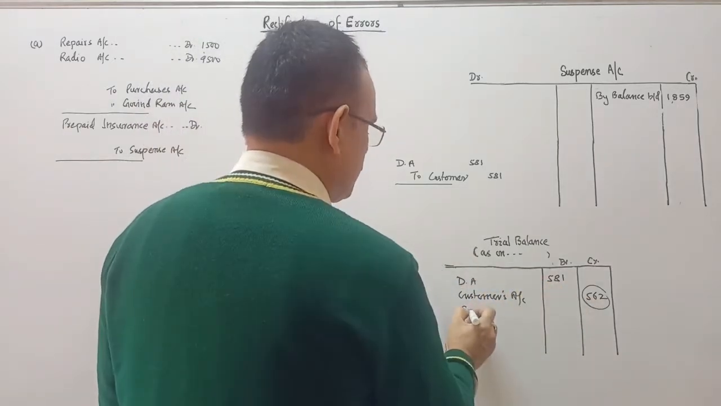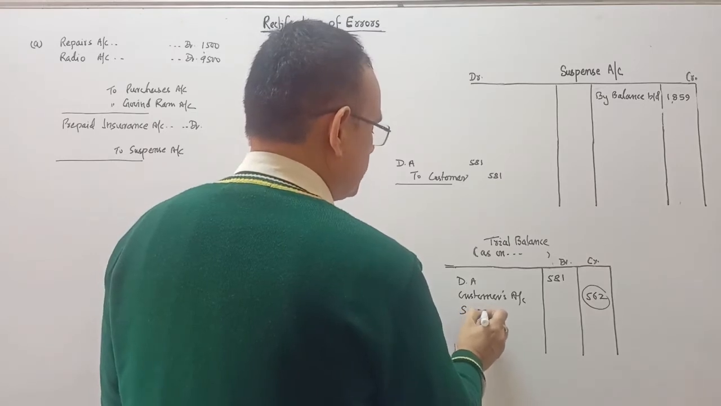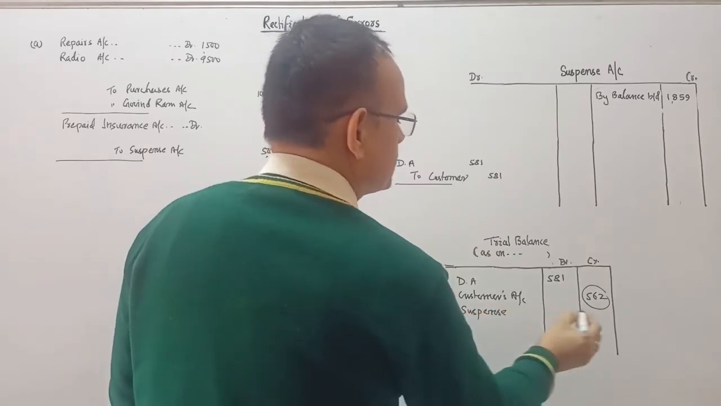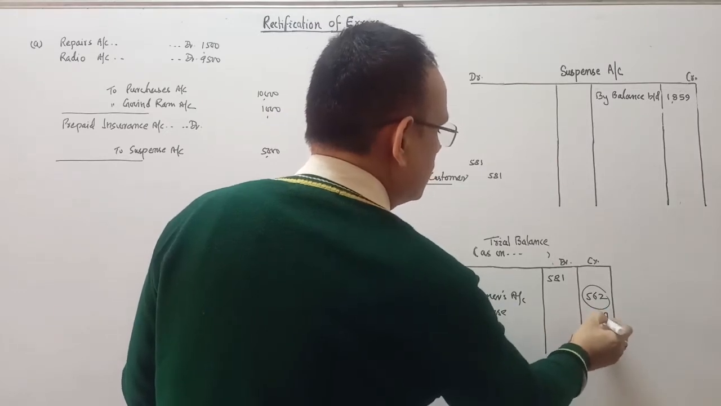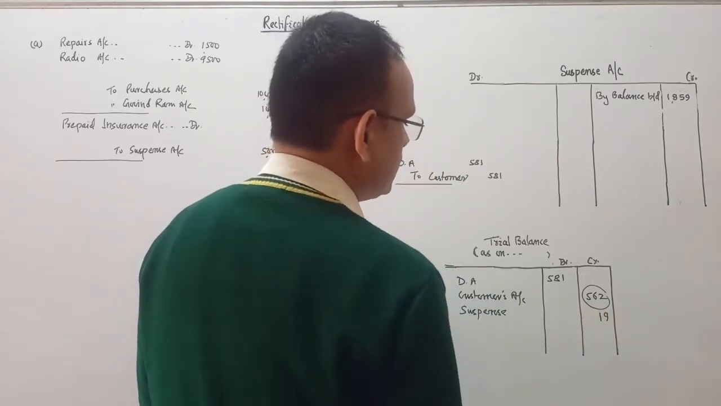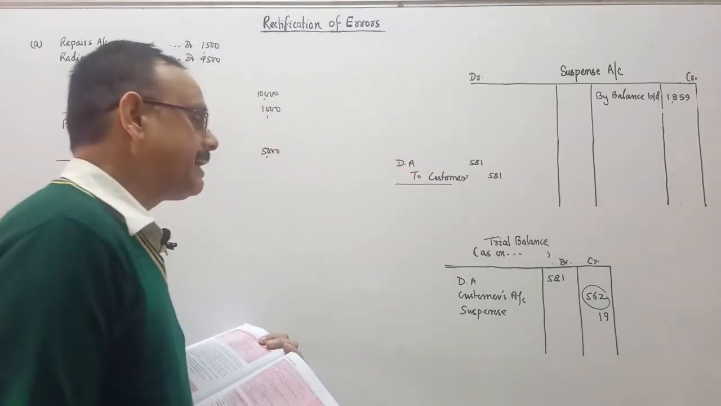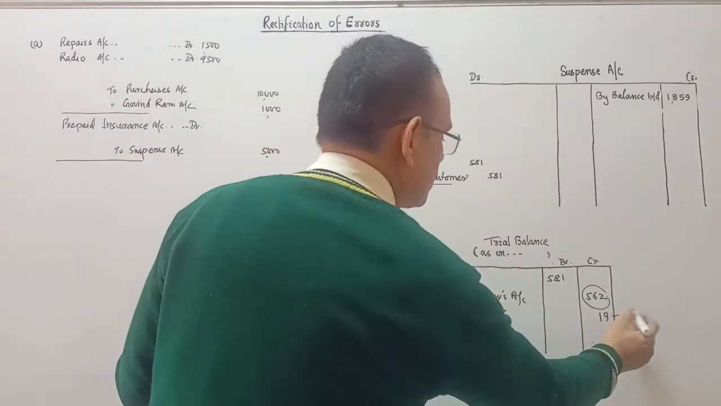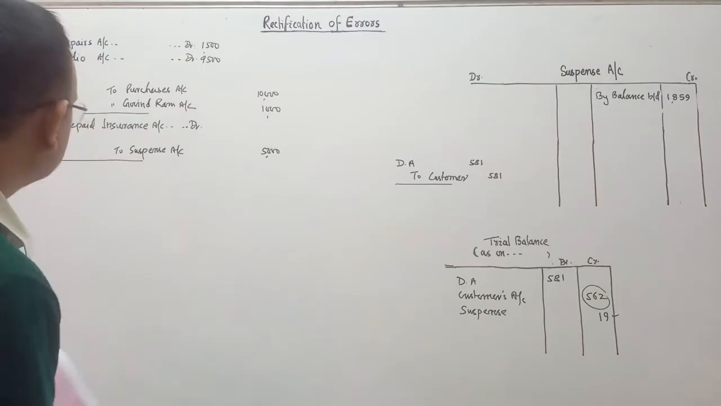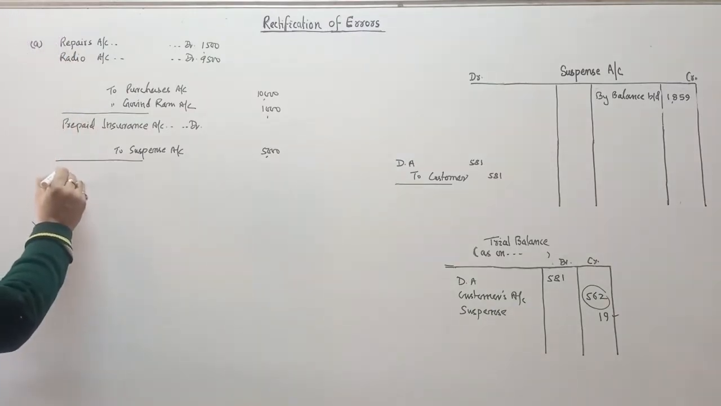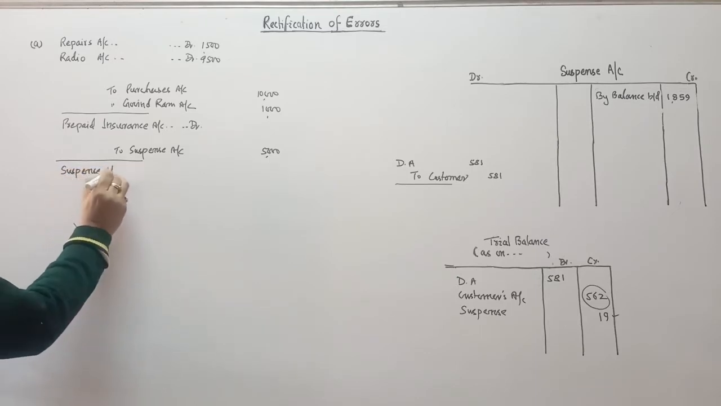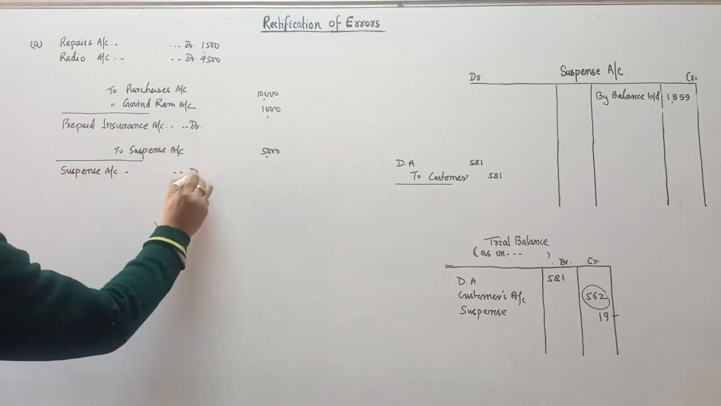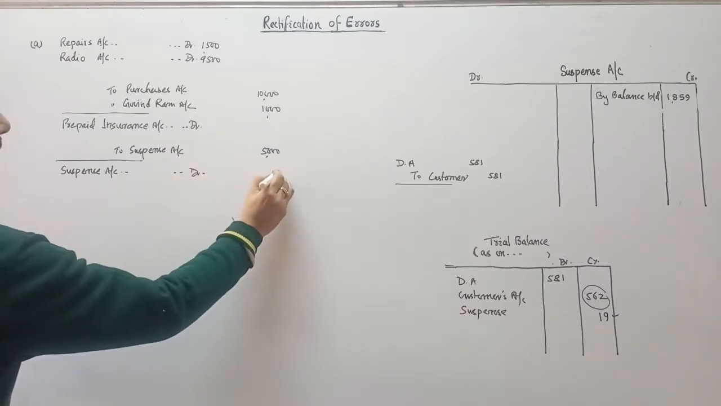Because of that, both sides are not equal, so a suspense account definitely has opened. For this reason, what is the difference? 19 rupees is the difference amount. For that, the suspense account has opened. Now what you do: debit the suspense account. First of all, you cancel the suspense account by 19 rupees.